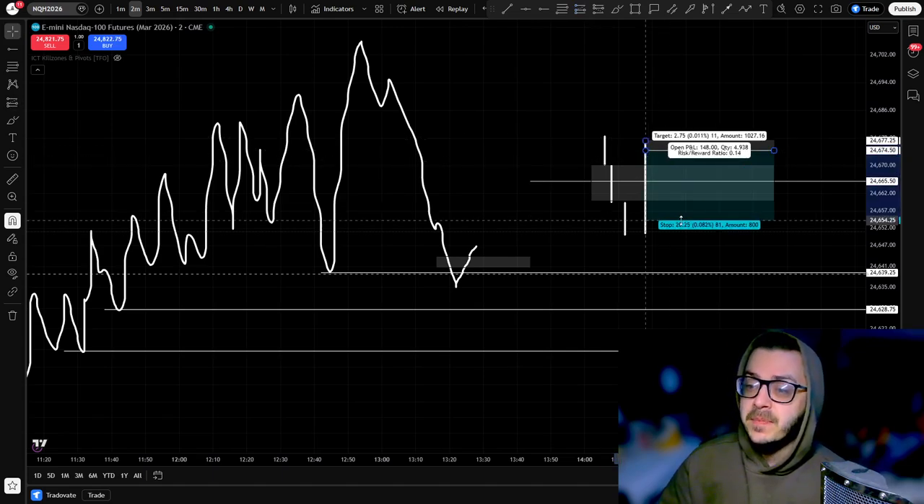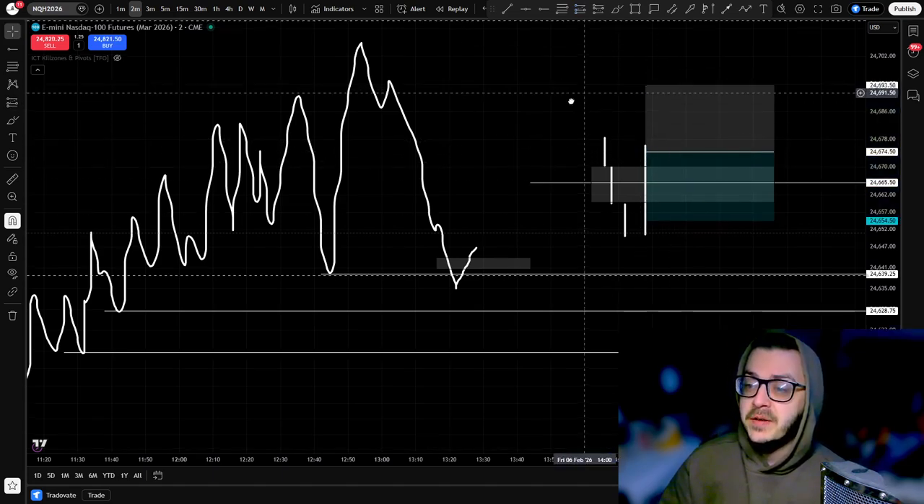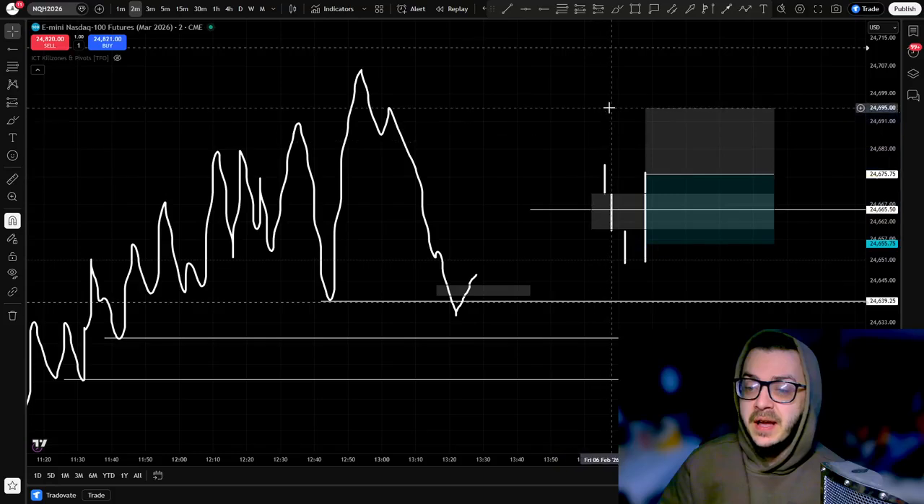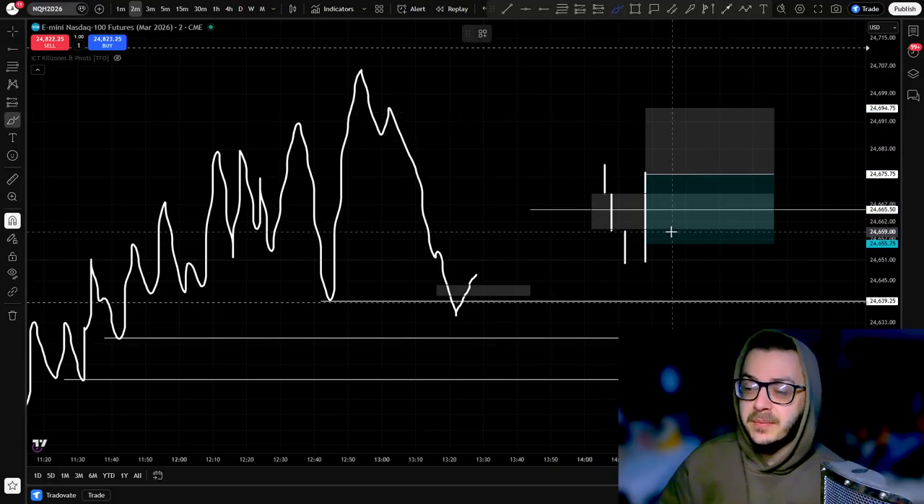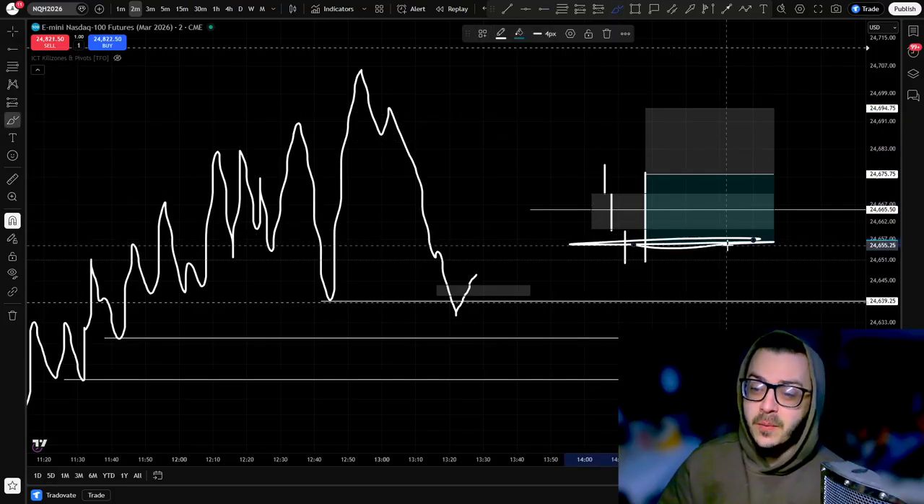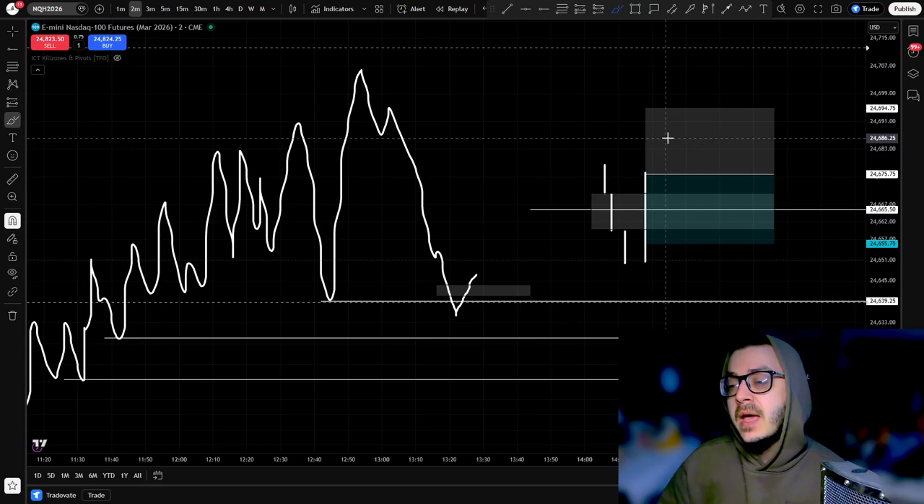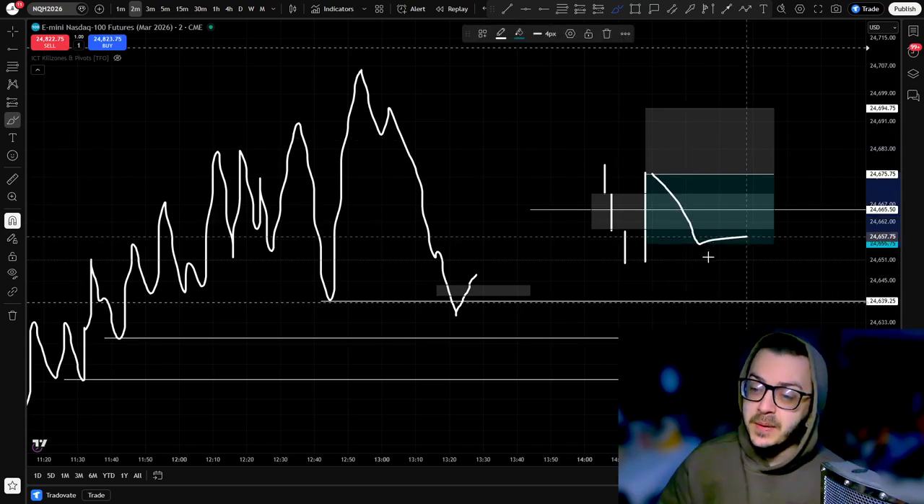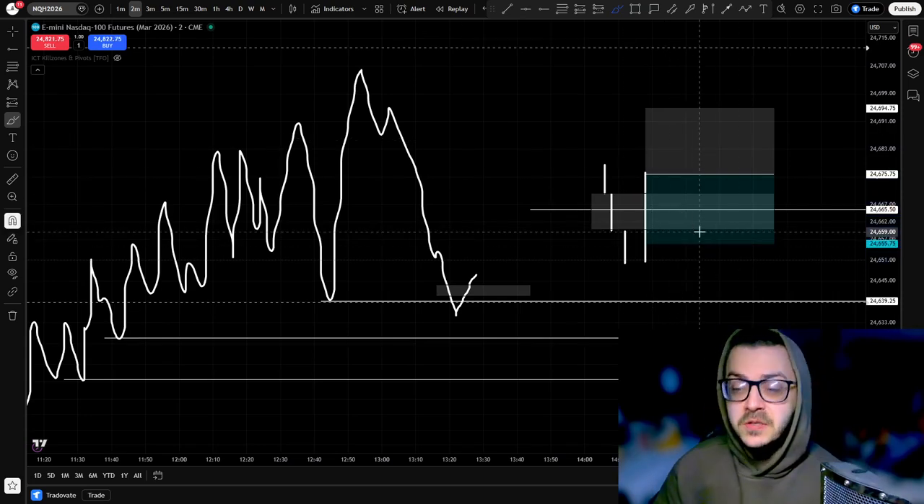I enter on the inversion. I copy trade all 25 of my accounts at once, and basically I risk about $200 per trade. So I'll size for about halfway between the low and the gap, and then basically if we come down and close below the gap, I'll consider that a loss and I'll close the trade.